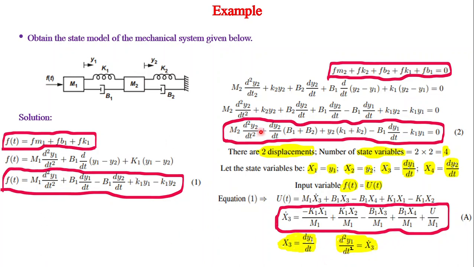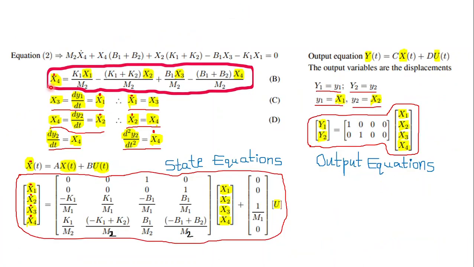Similarly, from this equation we can write m2 into, what is d square y2 by dt square? It is nothing but x4 dot. Then b1 plus b2 into, what is dy2 by dt? x4. What is y2? x2. So x2 into k1 plus k2, and b1 minus b1, what is dy1 by dt? x3, minus b1 x3 minus k1, what is y1? x1, equal to 0. That is what we have written as this equation, that is m2 x4 dot plus whatever I have said I have written.